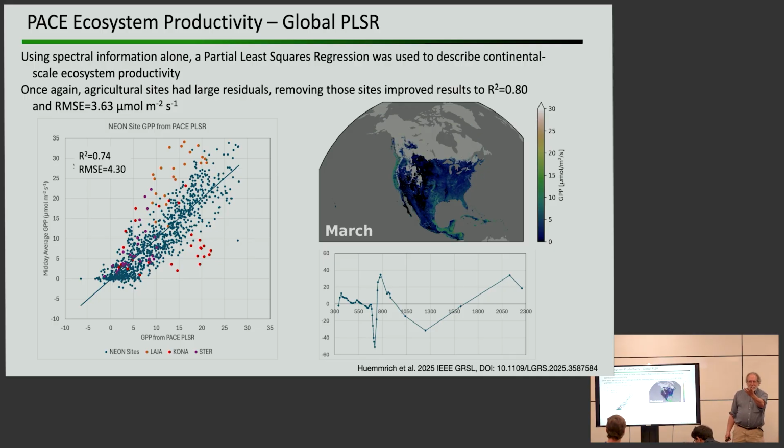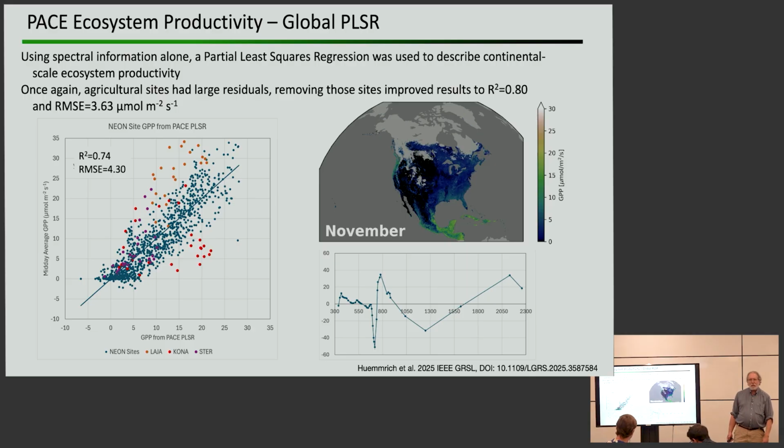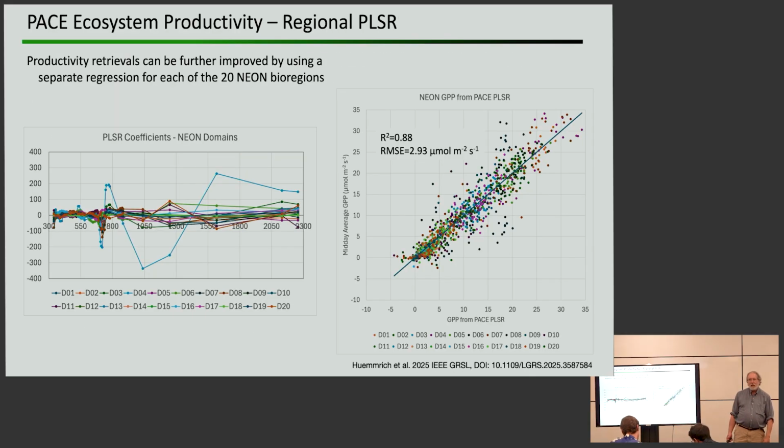And so then you can see, we can take those coefficients and then apply them across all of North America. And you can see the seasonal change in productivity across North America with this. But we can do even better than that if we train more locally instead of drawing all of the points in together. In this case, what I've done is I've just broken it out by those ecoregions, the 20 different ecoregions, and trained each one of those separately.